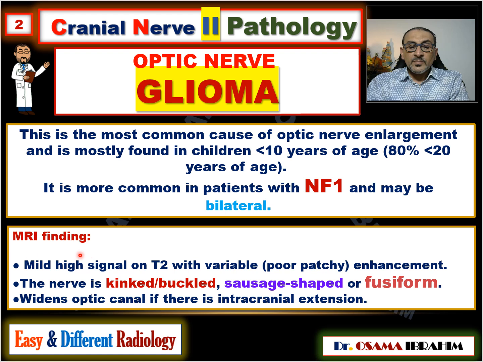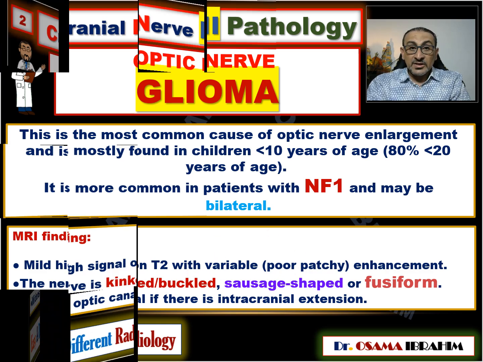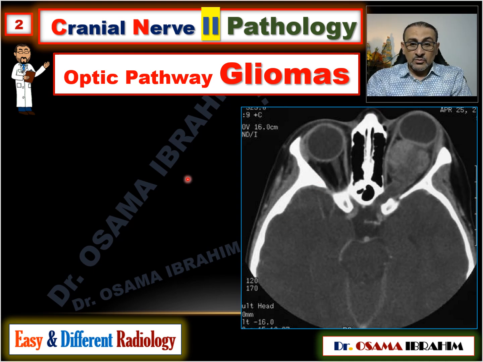MRI findings of optic nerve glioma: it appears as high signal in T2 with patchy enhancement, and this is very important. The second is also very important: kinking or buckling, sausage shape, or fusiform dilatation or enlargement of the optic nerve. This is a very important sign to differentiate optic nerve glioma from other differential diagnoses. If the glioma extends through the optic canal, the canal also shows widening, because this glioma is a benign lesion which can cause bone remodeling.